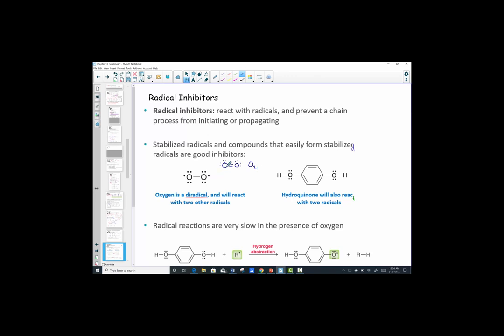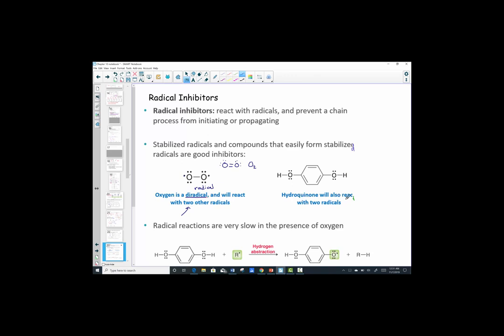But rearranging those electrons to create just a single bond creates an oxygen radical, which makes a very good inhibitor. So that's a stabilized radical, a diradical, and that just simply means, notice that each of those oxygens has a lone pair. So it can react with two other radicals and take that as a termination step.